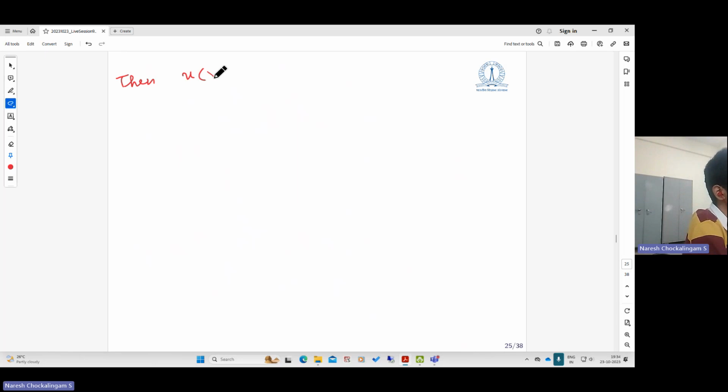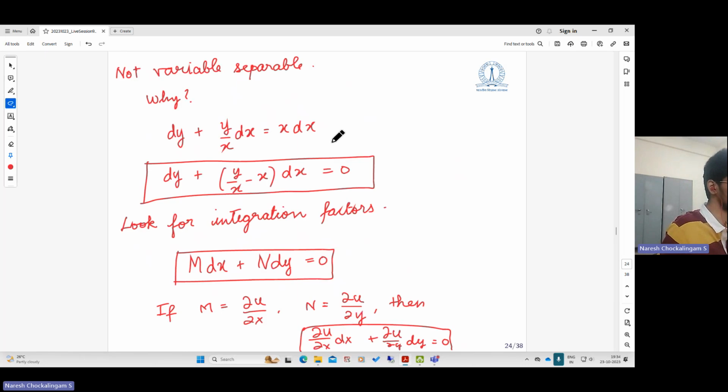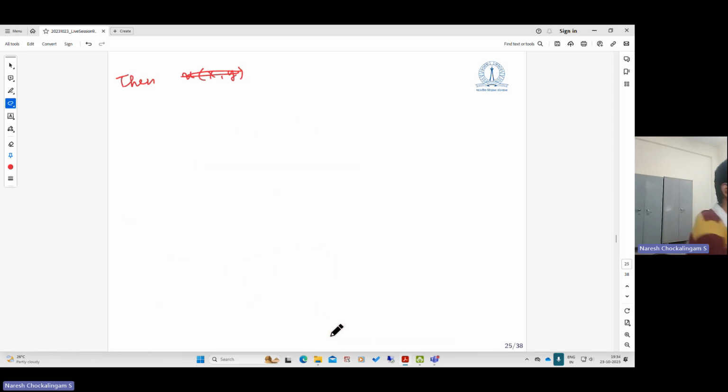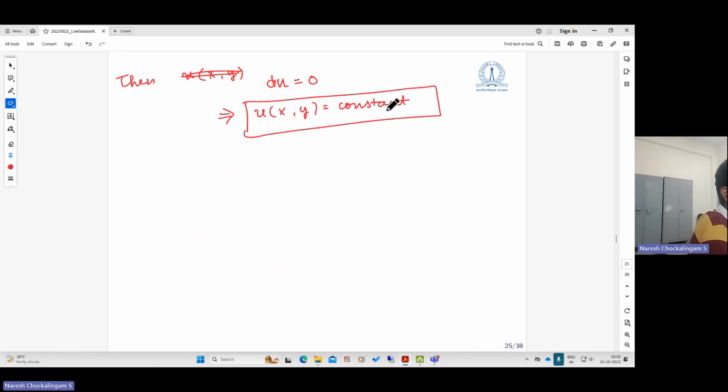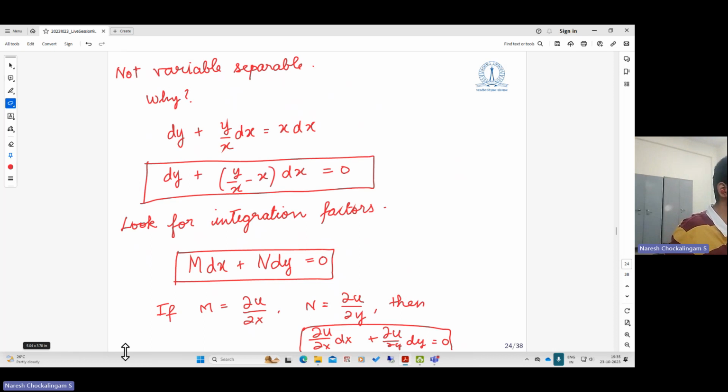It is just u of x comma y. So if that is the case, this is nothing but the total differential of u. So basically, it means du is equal to 0, which also means that u of x comma y is a constant. So this is basically the solution. This is an implicit form of the solution. But now what we have is not that.